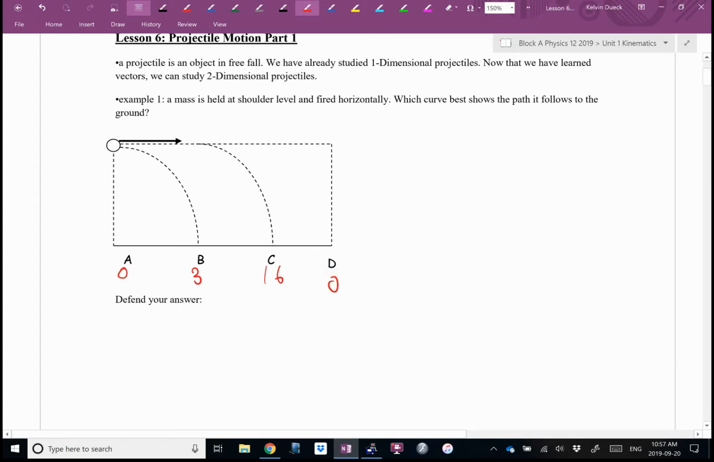Who didn't vote at all and needs to vote and tell me which one they're going to vote for? Which letter? C?